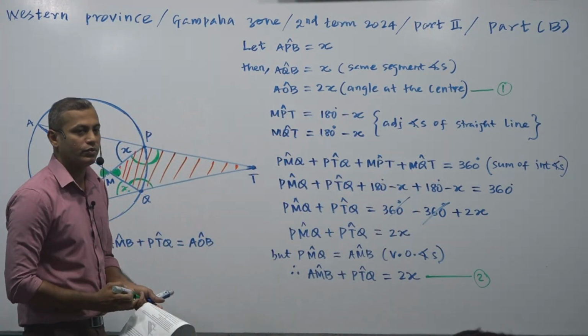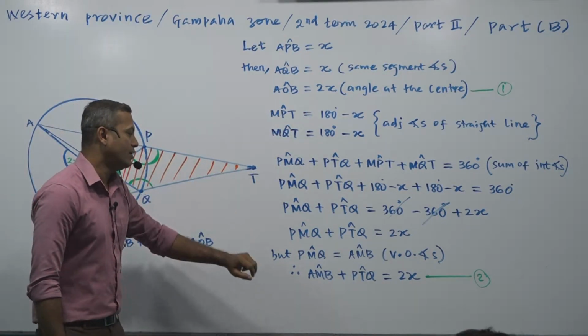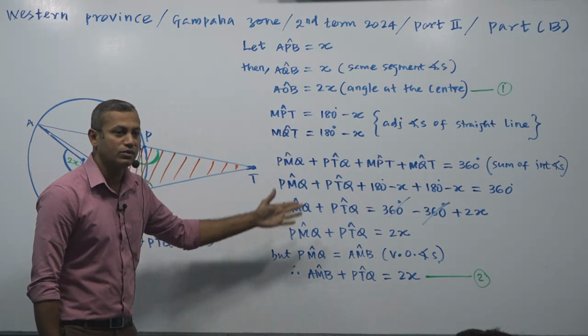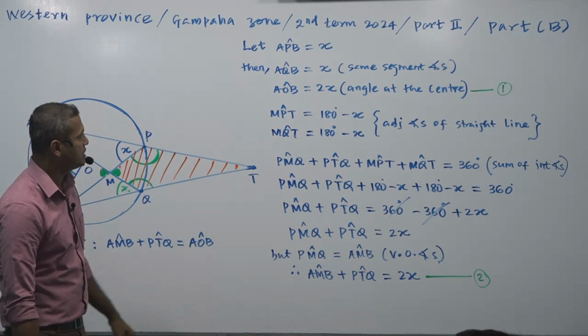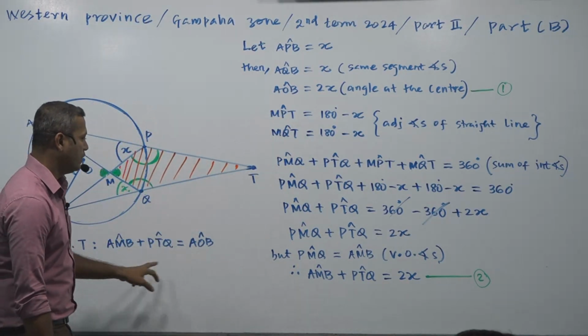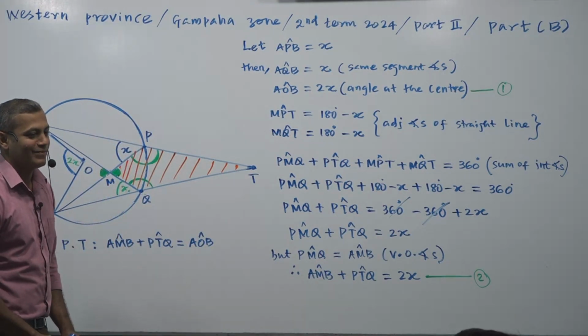Compare 1 and 2. AOB is 2x. AMB plus PTQ is also 2x. So what is the conclusion? They are equal, right? According to axiom, you can say AOB is equal to AMB plus PTQ. That's it. Is that clear?